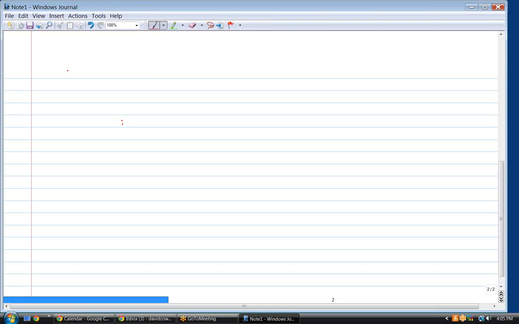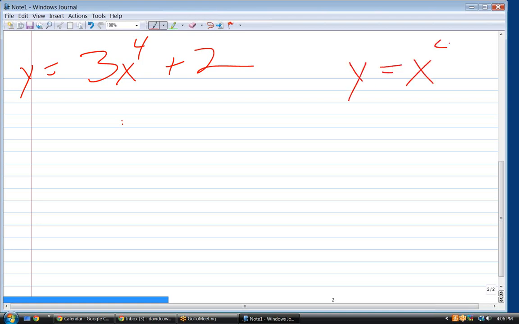So 3x to the fourth plus 2. Okay, what's going on here? Would the parent function be x to the fourth? Yeah. So what's the effect of the 3? Would that be a vertical shrink? Stretch. You know what, I made a mistake calling these y, because if ever there was a place where you want to use the f of x terminology, it's here.